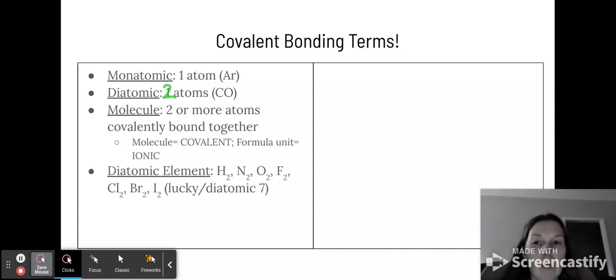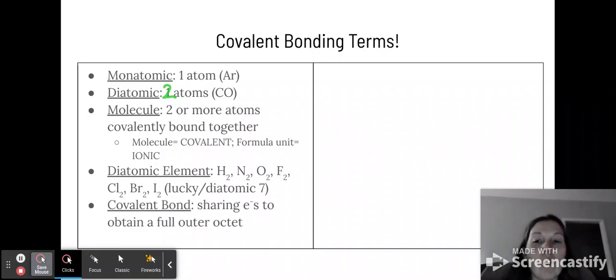We do have some elements that are known as diatomic elements, which means they naturally come as a pair. So I say that these are the socks of chemistry because they naturally come as a set. And that would be hydrogen, nitrogen, oxygen, fluorine, chlorine, bromine, and iodine. These are also known as your lucky or diatomic 7.